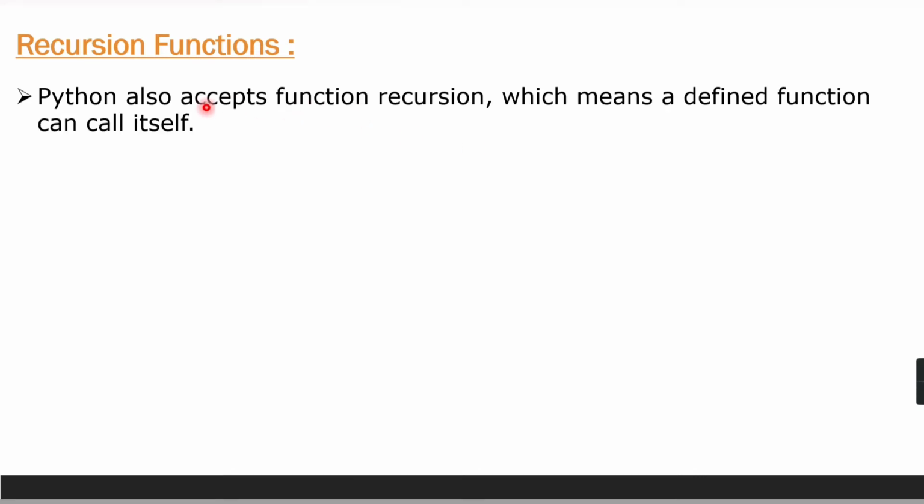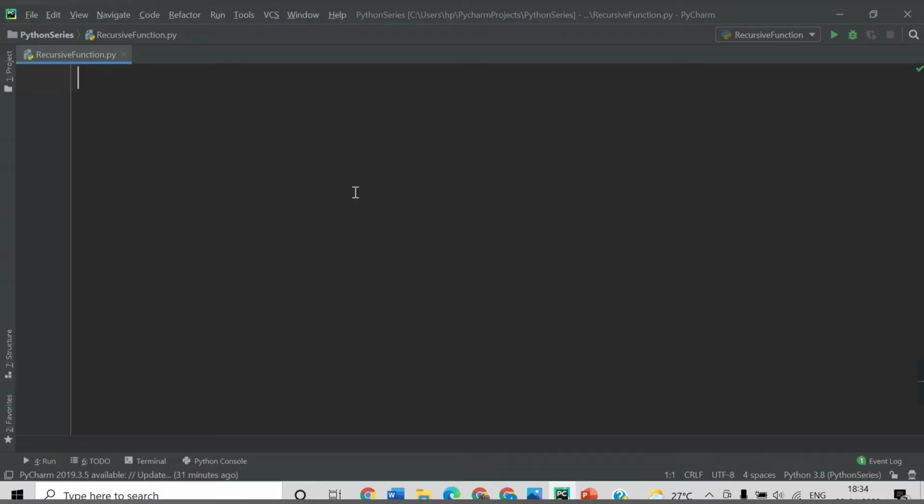In this video we are going to learn about recursion functions. So what are recursive functions in Python? Python also accepts function recursion, which means a defined function can call itself. Till now, we have learned to define a function and call it in our code, but in a recursive function, inside the function we can call the function itself. So it means that a function calls itself. Let's see in code how we can make use of these recursive functions.